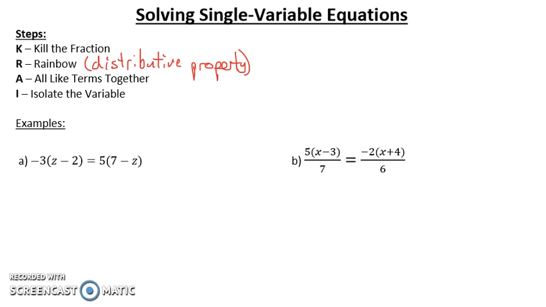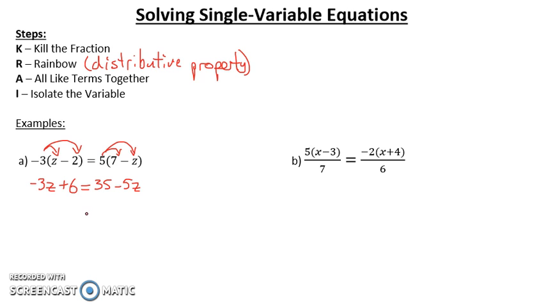So let's look at a couple of examples here as we get into single variable equations. The first one I think is relatively straightforward, and here we have no fractions, so we're going to step straight to the R, which is the rainbow or the distributive property. So we're going to do negative 3 times z, and then negative 3 times negative 2. And then on the other side of the equal sign, we have 35 minus 5z. So gather like terms together.